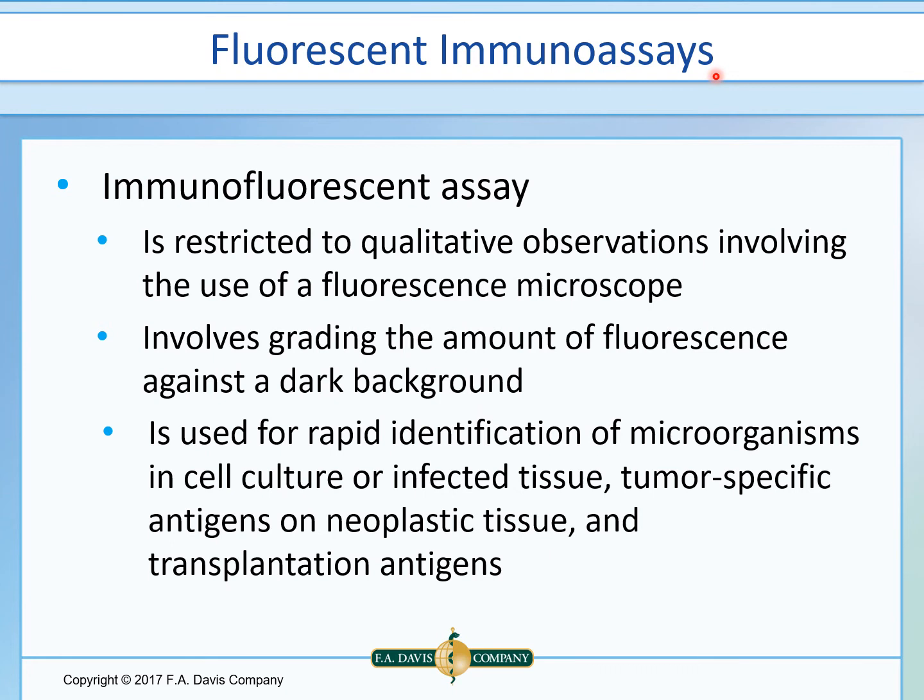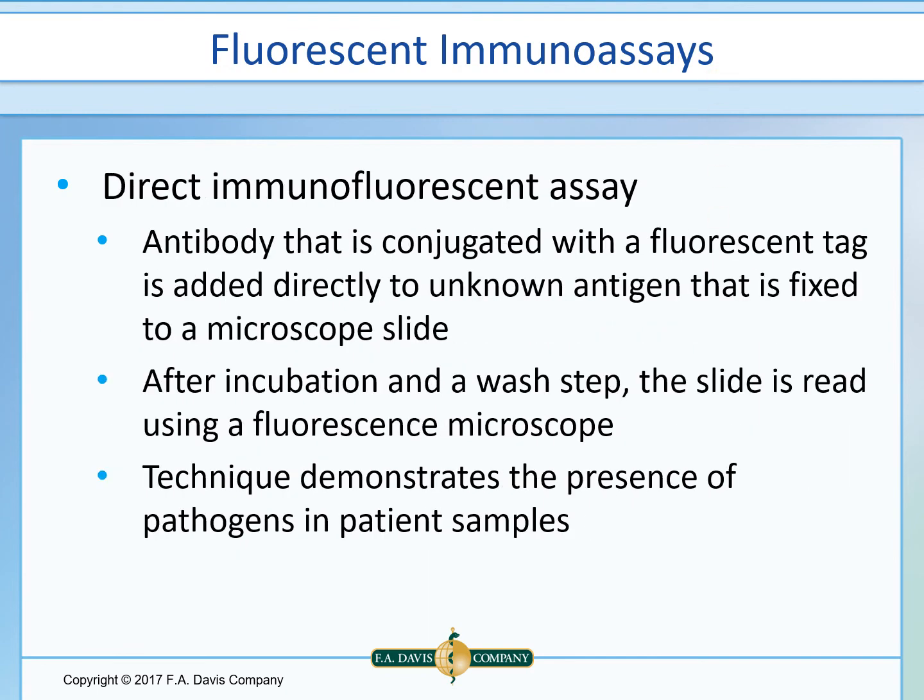Immunofluorescent assays are used for rapid identification of organisms in cell culture or infected tissue, tumor-specific antigens on neoplastic tissue, and transplantation antigens. The two compounds most often used are fluorescein and rhodamine in these types of assays. Fluorescent staining can be categorized as either direct or indirect, depending on whether the original antibody has a fluorescent tag attached. In direct immunofluorescent assay, antibody that is conjugated with a fluorescent tag is added directly to the unknown antigen that is fixed to a microscope slide.